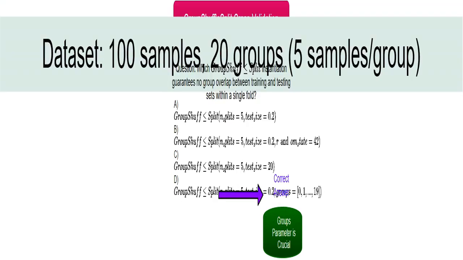We're working with 100 individual data points, which are neatly organized into 20 groups, with 5 data points in each group. Think of it like having 20 different classrooms, each with 5 students. We want to split these students to make sure no classroom has students both studying and getting tested at the same time. It's important to keep the groups separate for accurate analysis, you see?